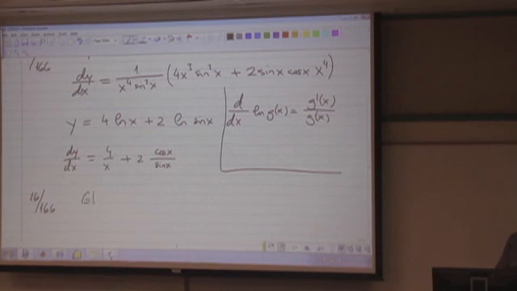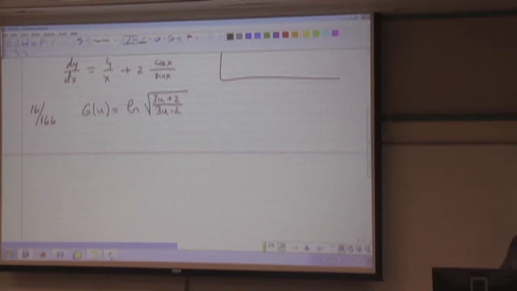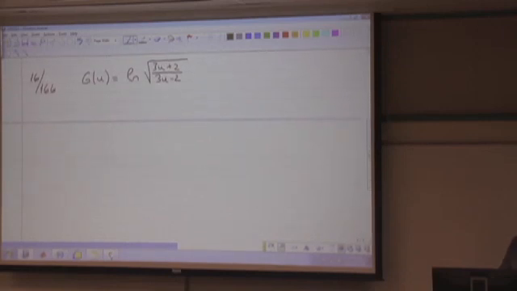G of u is equal to the natural logarithm of the square root of 3u plus 2 divided by 3u minus 2. So obviously, if we want to get creative here and start taking the derivative, you'll have 1 over the square root times the derivative of the square root, which could be quite fun.